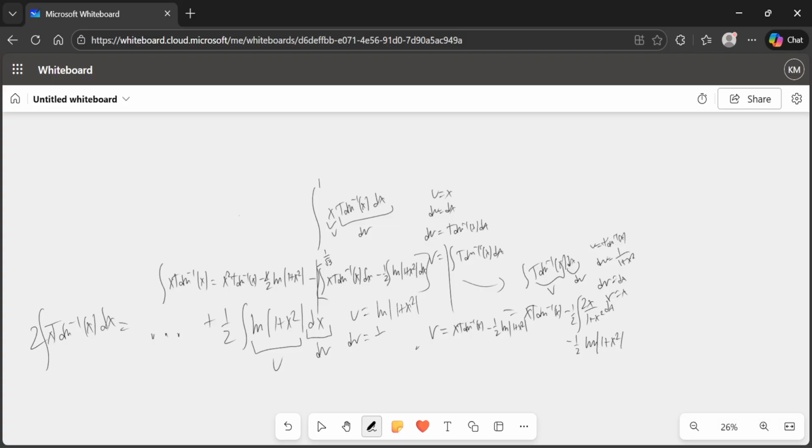So du equals, this becomes 2x over 1 plus x squared. This looks eerily similar to stuff over here, so I'm worried it might undo our logic, but we'll see. dv equals dx, v equals x. That's exactly what we had earlier. Yeah, okay, so this does undo our logic. Okay, let's see.